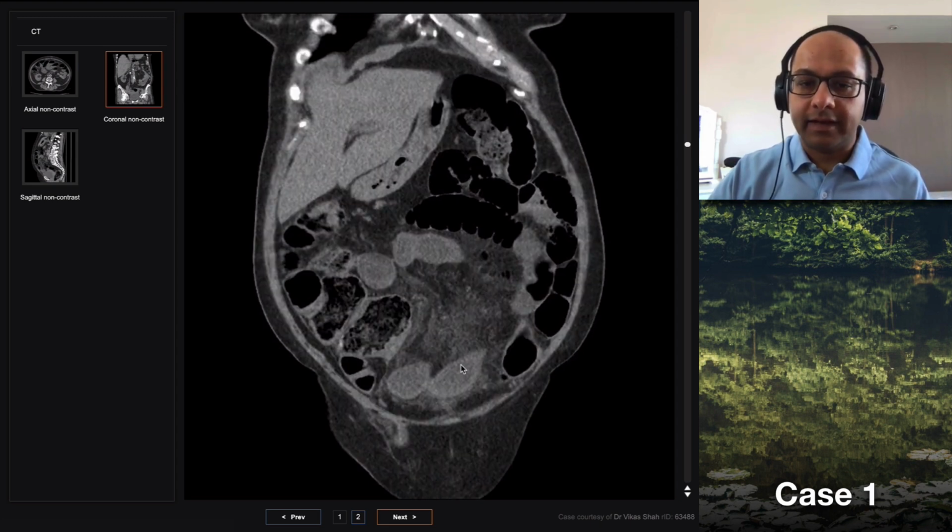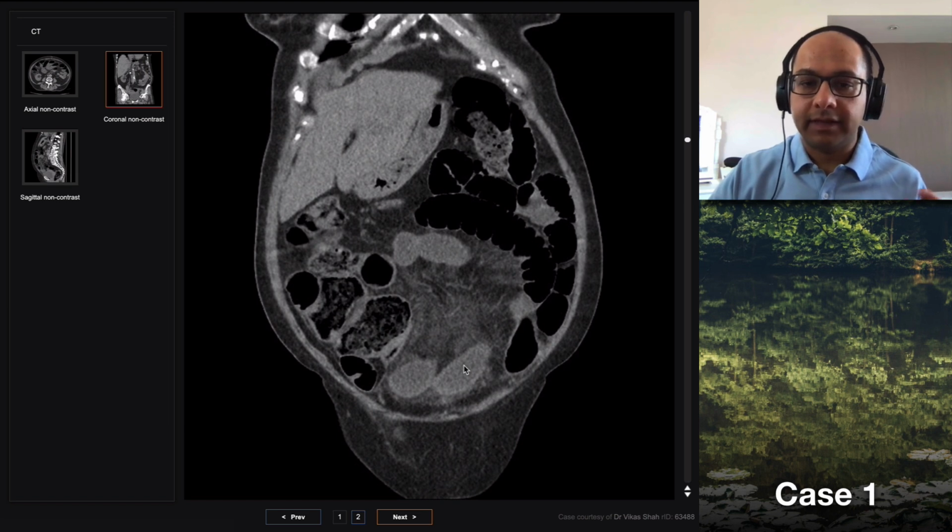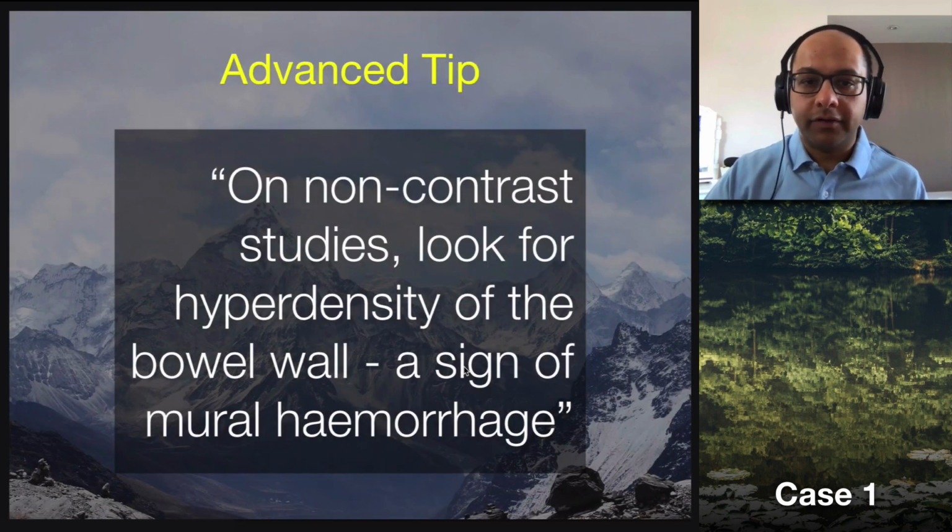And as you said, that hyperdensity represents mural hemorrhage. And mural hemorrhage is one of the events that happens in the cascade of events that's occurring in the bowel wall along the ischemic pathway. So on non-contrast studies, look for hyperdensity of the bowel wall, which is a sign of mural hemorrhage.